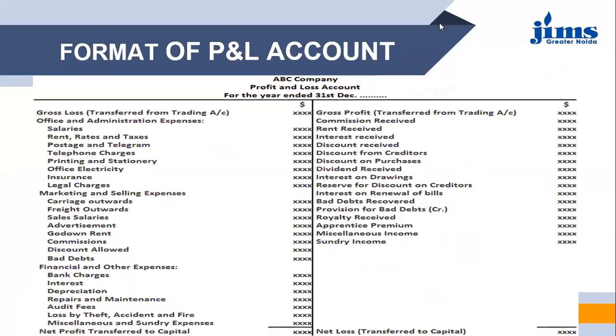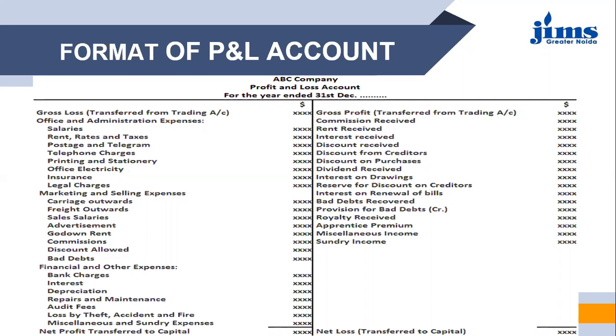Have a look at the P&L account format. You must be finding a little bit of difference between the trading account and the P&L account. So this is the format of the P&L account. As you can see here, at the top is the name of the company. The heading Profit and Loss Account is written. You can also write profit and loss account of, like, a particular company's name.